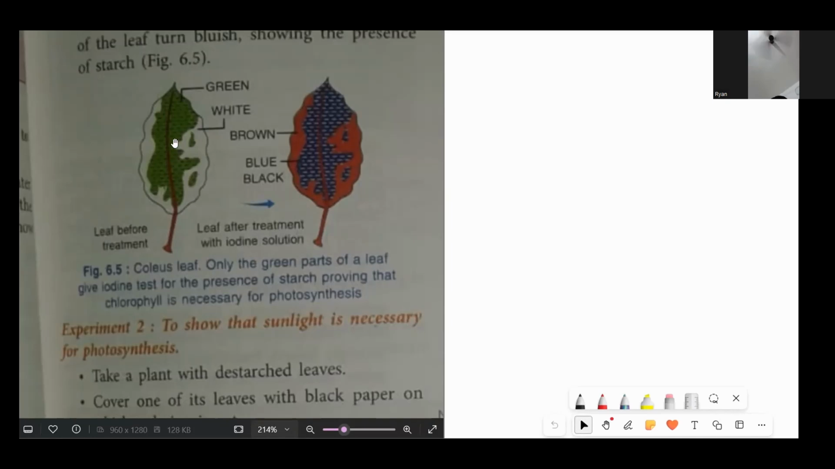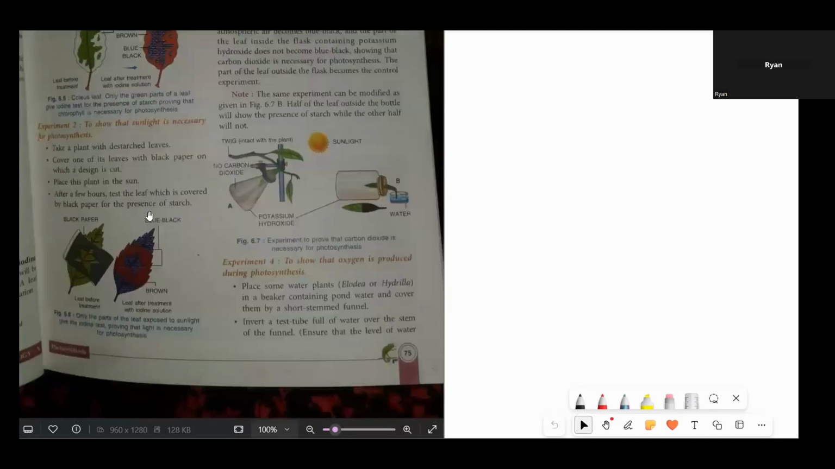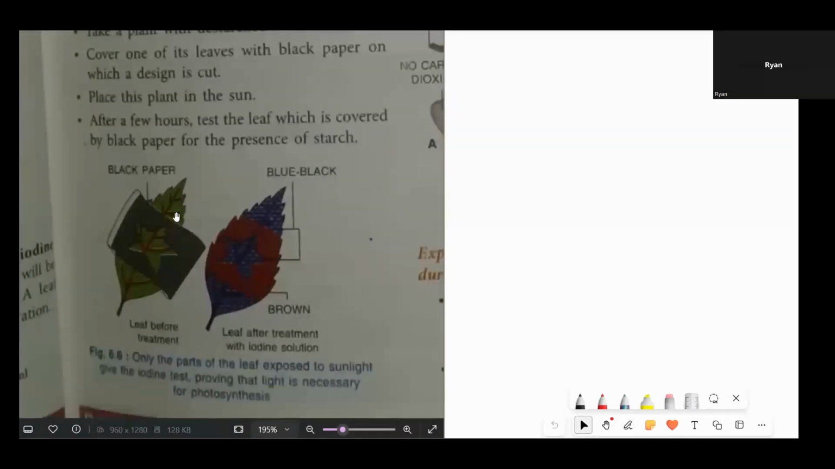So if we want to test the presence of starch only at these green parts, then we have to first destarch the leaf so that the starch is completely removed from the leaf. Then you place the leaf back in the sun. Then only the green parts will get starch. The rest of the parts that are not green will not have starch in it. For sunlight also, we destarch the leaf and then we cover certain parts of the leaf, and the parts that were covered will not have any glucose, no starch.